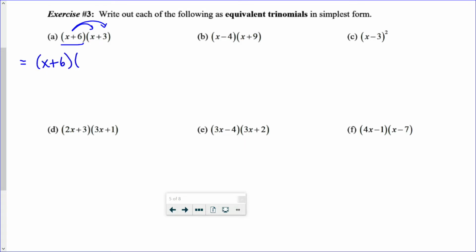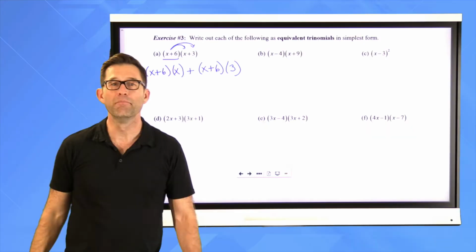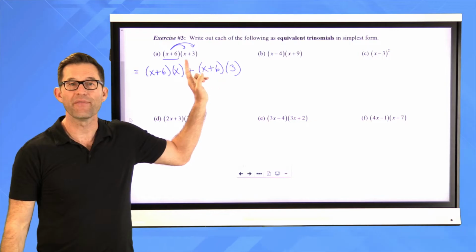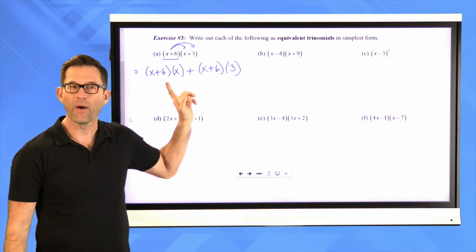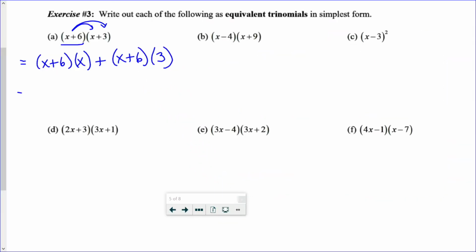x plus 6 times x plus x plus 6 times 3, right? I'm allowing both the x and the 3, the x plus 3, both of those are getting multiplied by x plus 6. Now I use the distributive property and I multiply both of these terms, x plus 6 by x, giving me x times x, which is x squared, x times 6, which is 6x. Now I'm going to multiply both of these two by 3. x times 3 is 3x. 3 times 6 is 18.